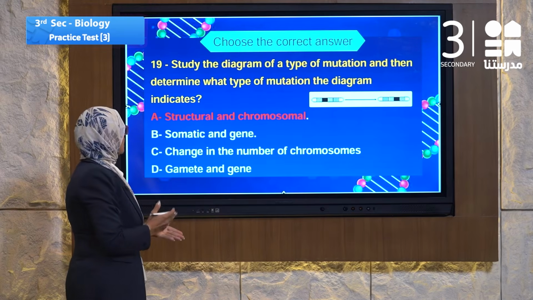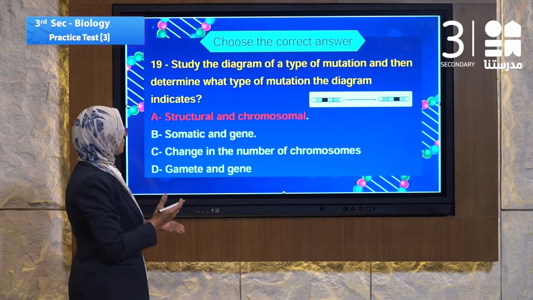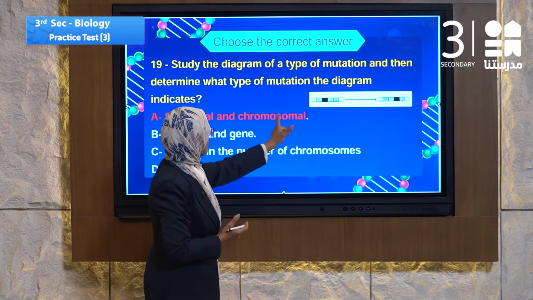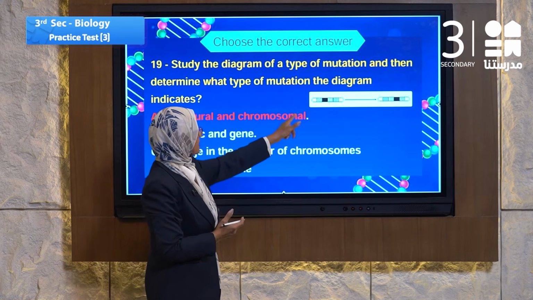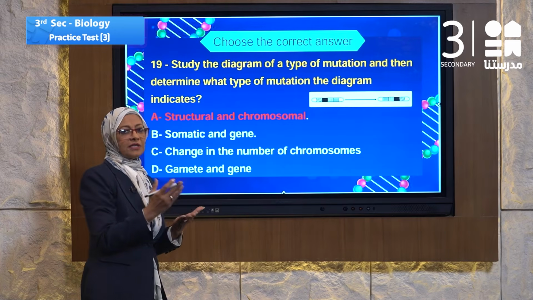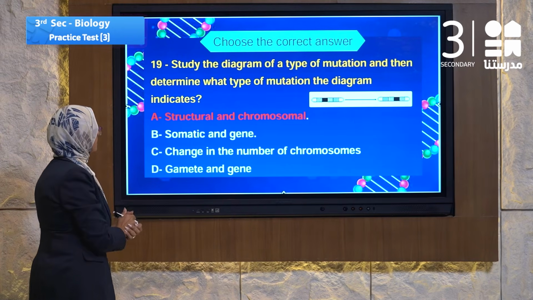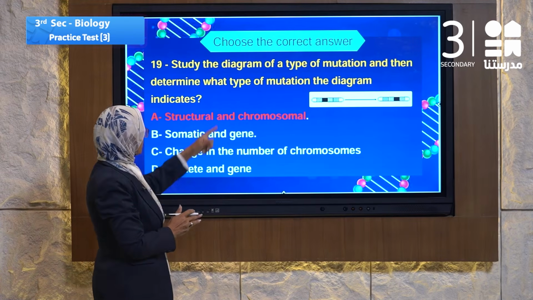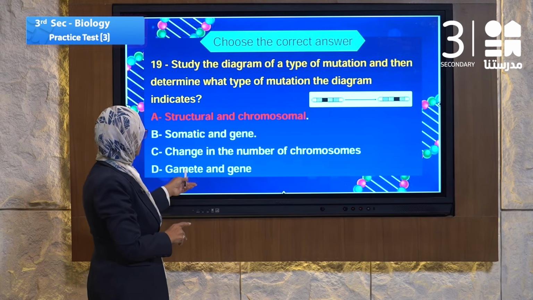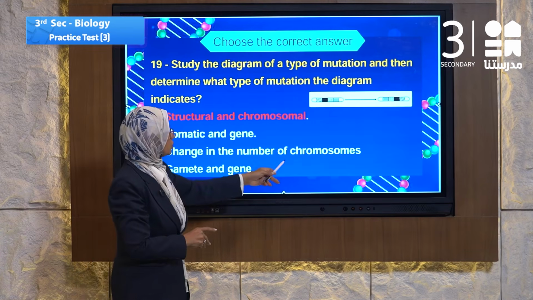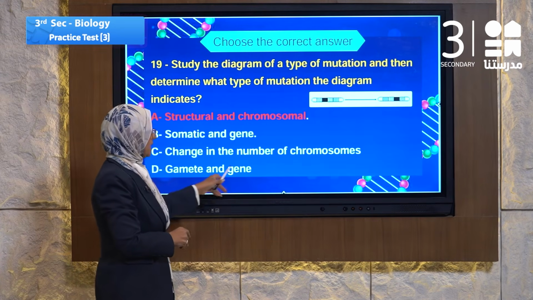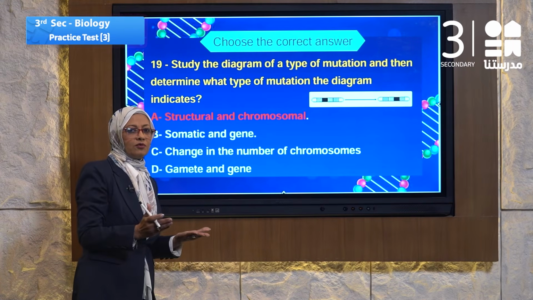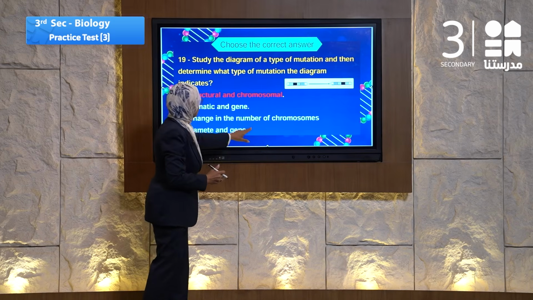Why structural and chromosomal? Because it is found in the structure of the chromosome, and the chromosomal appears in the chromosome, that's where we find the mutation inside it. So the answer must be structural and chromosomal mutation, not somatic, not number of chromosome because it is 1, not gamete and genes. Not gamete because there are no number of chromosomes, so no gametes here.